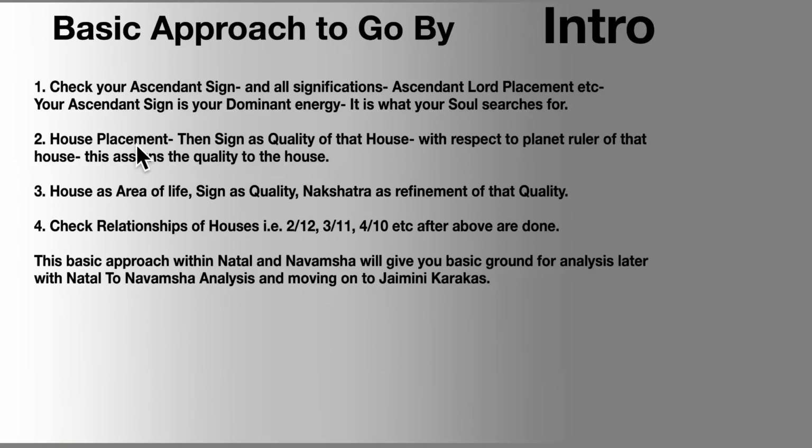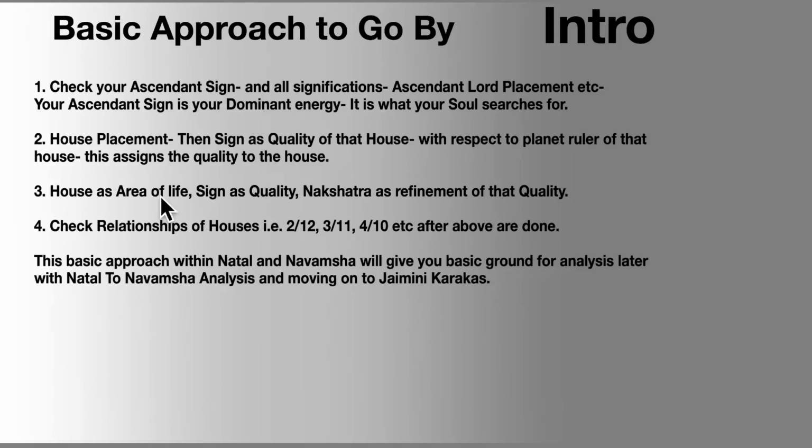So second is the house placement. So the order in which you cover this is house as the area of life. 5th house being education, children, your love and romance, that kind of thing, right? Area of life. Sign assigns as a quality and nakshatra as a refinement of that quality.